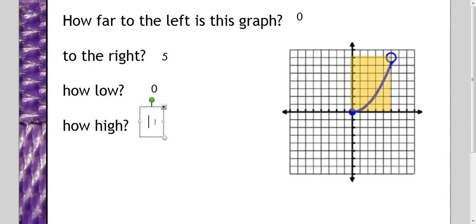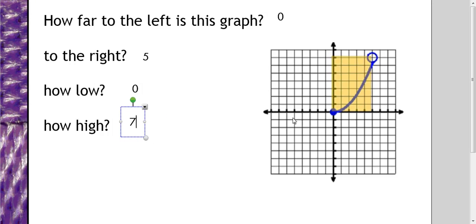Now the big question to ask yourself is this. Does it really reach 7? We've got an open circle here, just like we did with inequalities. So we actually should probably write something like just less than 7. And for the far right, it's the same thing. That's the furthest right, so let's change this to say less than 5. All right, and we'll come back to that one.